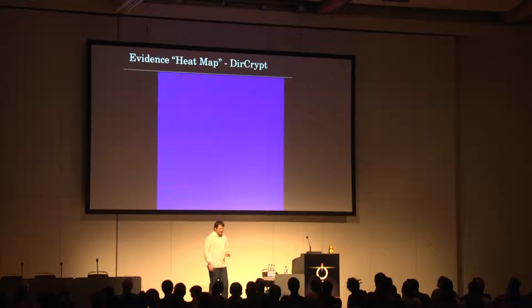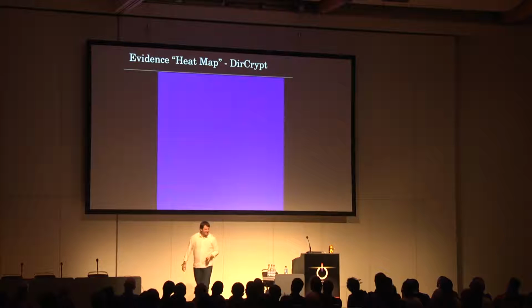And this is the map for the second case. It's a bit more difficult. I don't know if anyone can see it here, but again, you have the main diagonal, and it's trivial. But this is the heat map of two files encrypted by the decrypt malware that I talked about earlier.